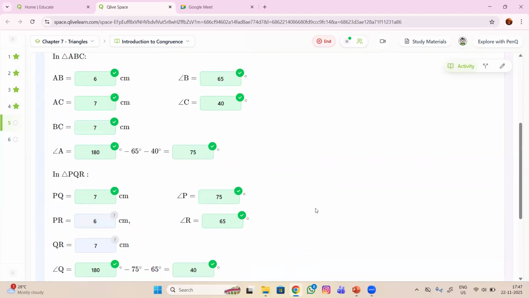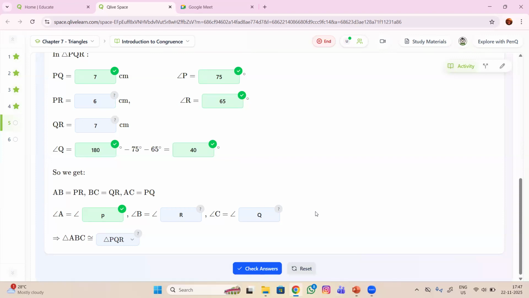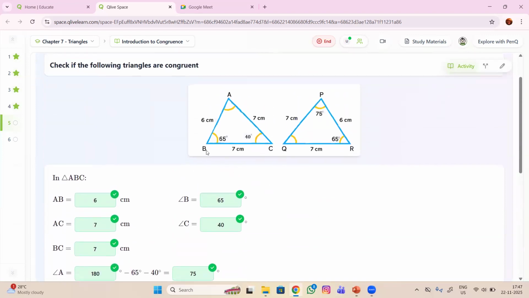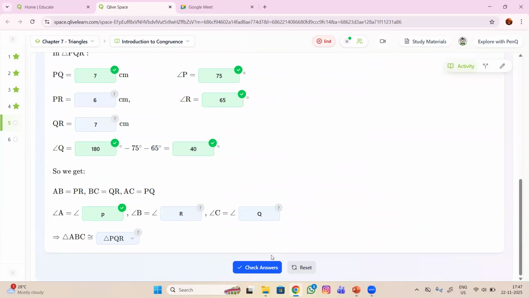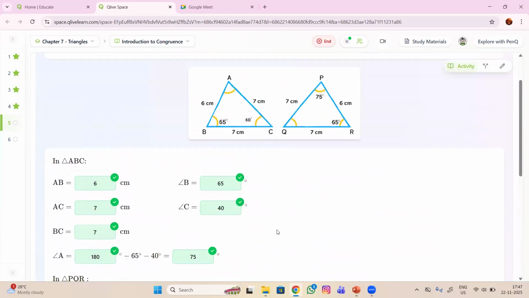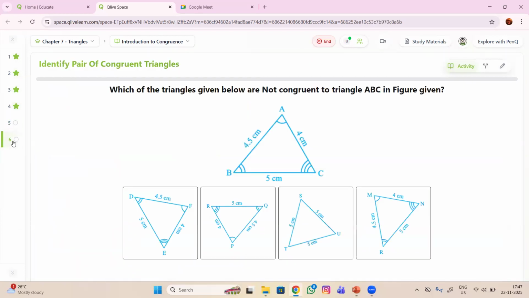Okay. What about angle P? Angle B is 65, equal to capital R. Yes, this is the answer. And yes, we get the answer.